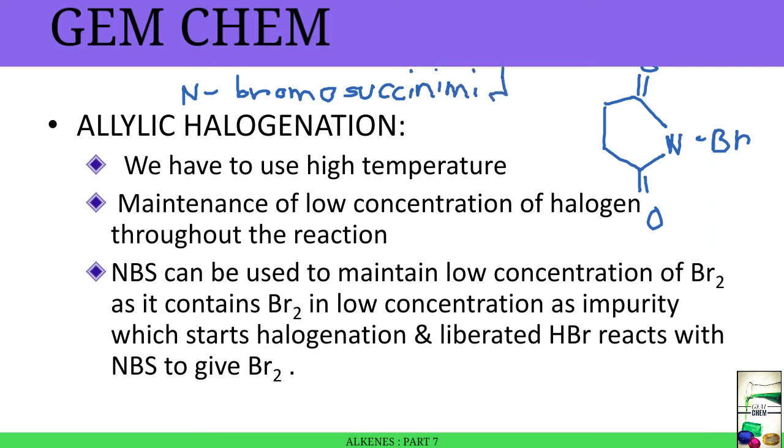Now, one may think, how can this one provide us with Br2? Yeah, it has something which provides it. So, let us read it. It is used to maintain the low concentration of Br2, as it contains Br2 in low concentration as an impurity. This is important, which starts halogenation, and the liberated HBr from that reacts with NBS to give Br2 after the reaction.